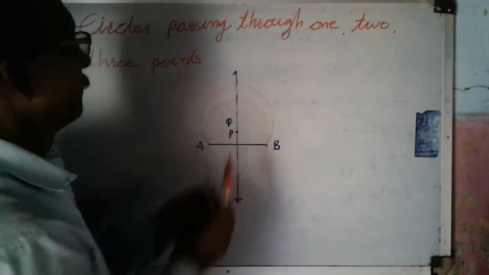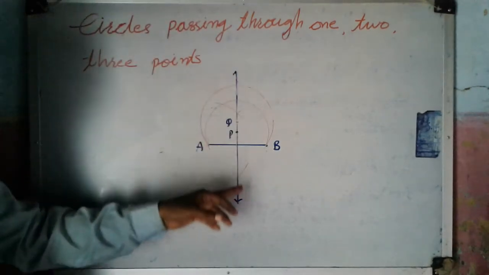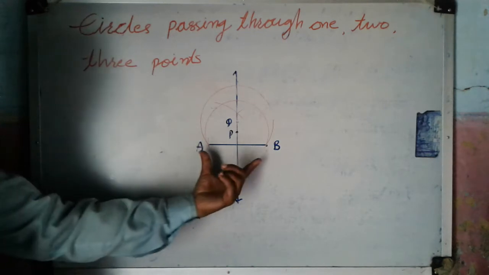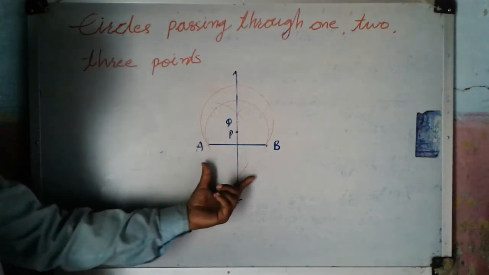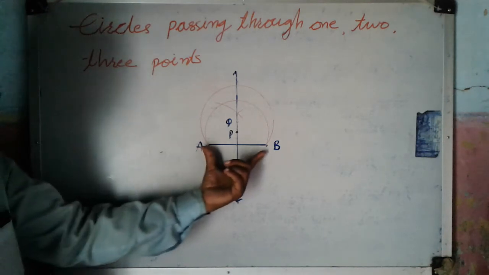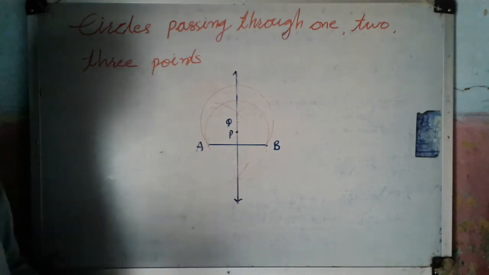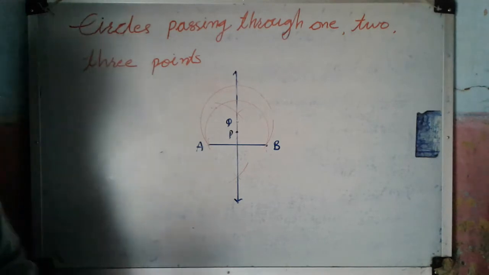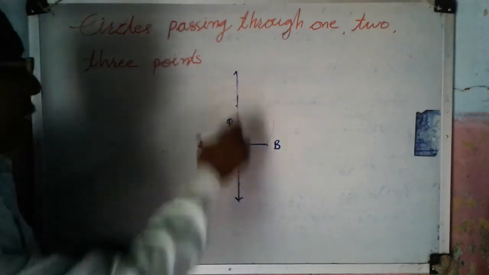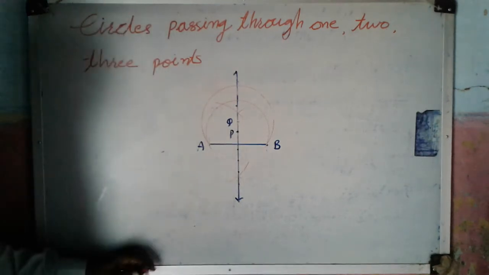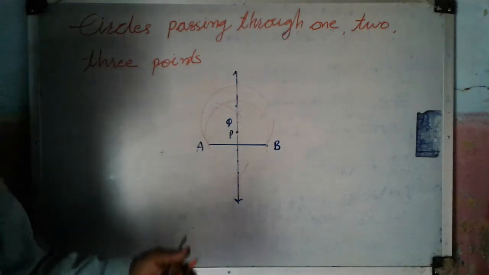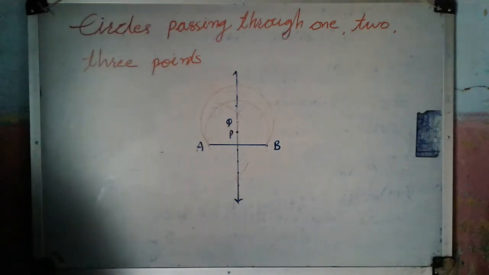In this way, as many points as you take here on this bisector, that many circles we can draw. That means we can draw infinite circles passing through two distinct points. You take any points here like that as a center, and you can draw infinite circles passing through points A and B.